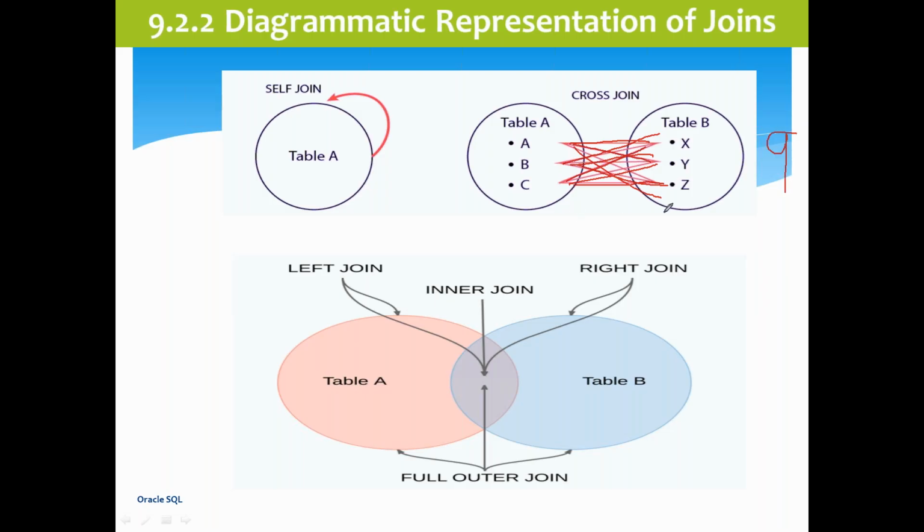9. 3 cross 3. If here 3 is there and here 4 is there, then 12 combinations. If here 5 is there and here 6 is there, 30 combinations. So it will just do the cross multiplication of each row with each row. It will not skip any other row.